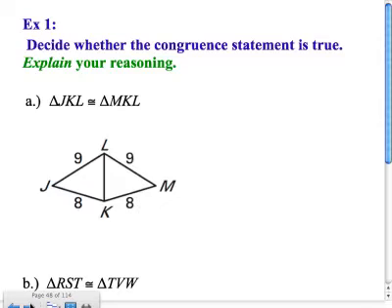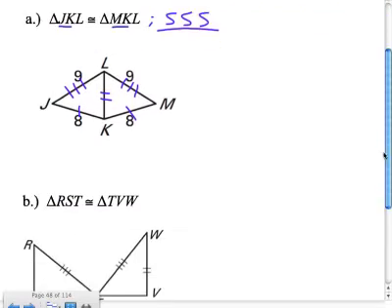Example 1 says decide whether the congruent statement is true. Explain your reasoning. If this is what I'm looking at, then JK corresponds to MK. JK and MK, check, those are congruent, 8 and 8. KL corresponds with KL. Well, this is the reflexive property. KL happens to be a part of both triangles, so clearly it's congruent to itself. And then it's pretty obvious here that JL and ML are congruent. So you would say yes, and all you would say is side, side, side. All corresponding sides are congruent, therefore the two triangles must be congruent.